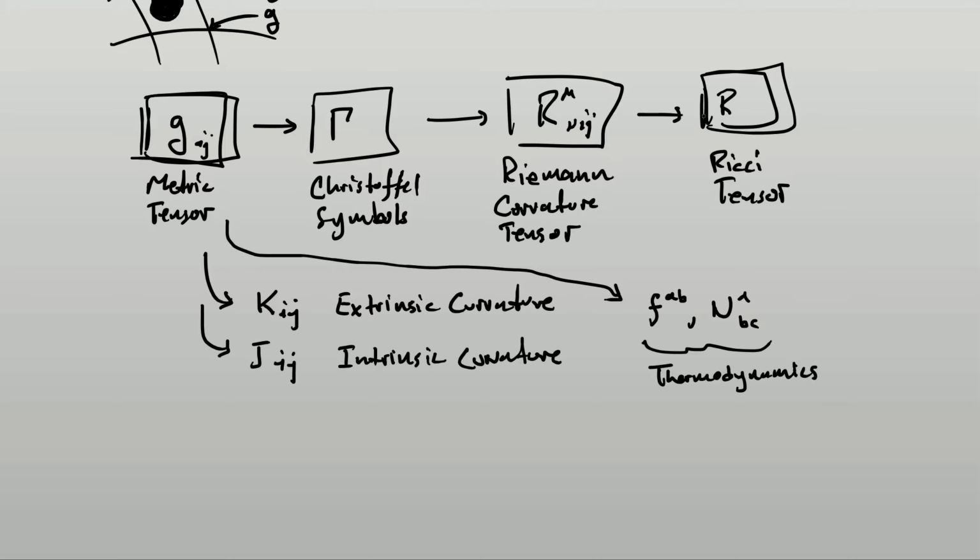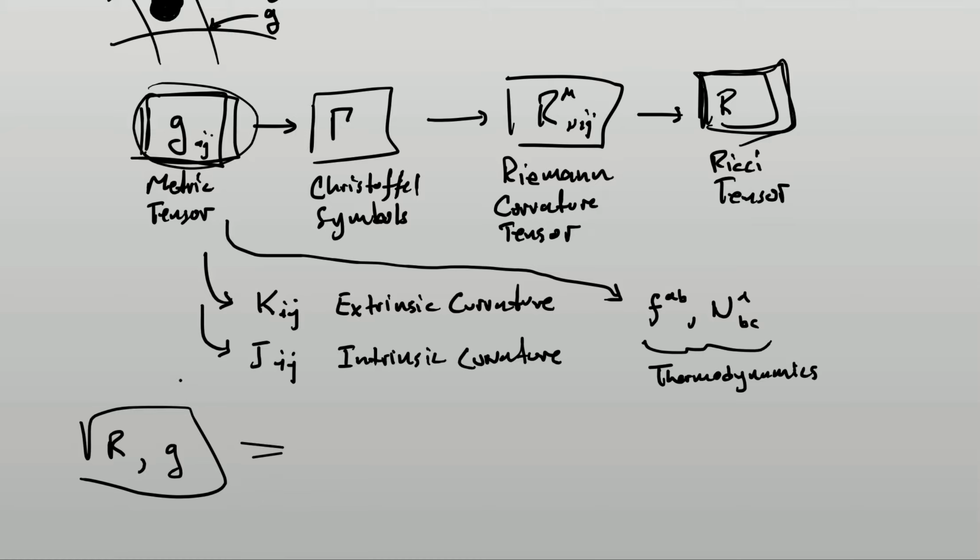The Ricci curvature tensor, the Ricci tensor again, in conjunction with the metric tensor, so R and G, will tell us something about the dynamics. That will give us something called the Lagrangian, and it'll be in terms of R and G.